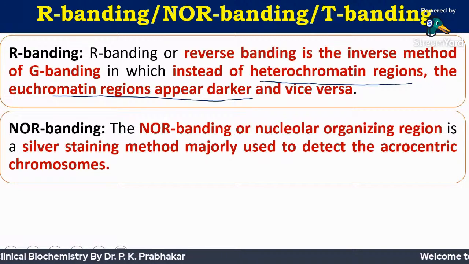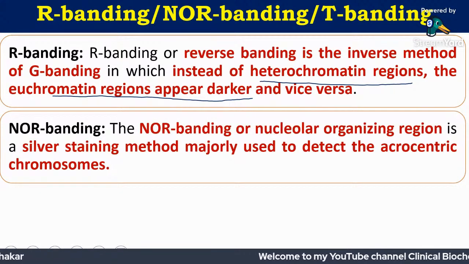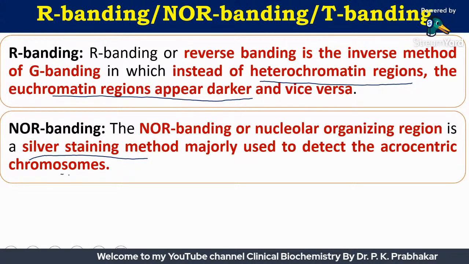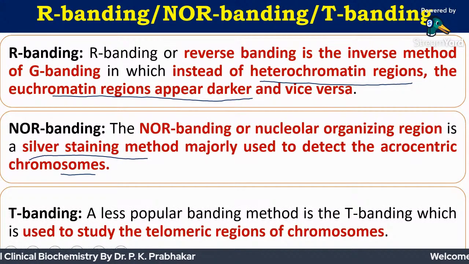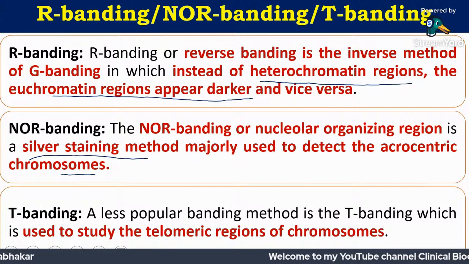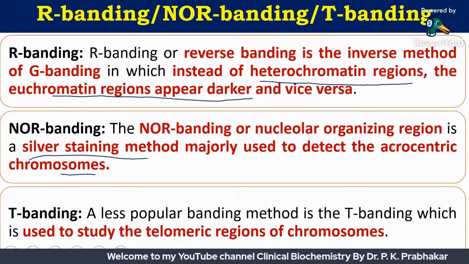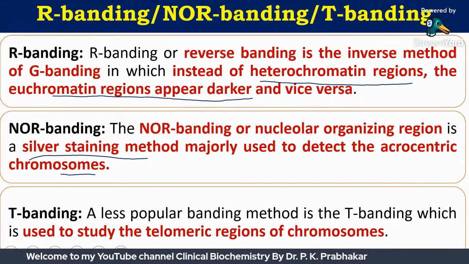Then we have NOR banding, for the nucleolar organizing regions. Here we use a silver staining method, majorly used to detect the acrocentric chromosomes. And then we have T banding, a less popular banding method, which is used to study the telomeric region of the chromosome. So these are the different banding patterns. The most commonly used for visualizing chromosomes is G banding, that is Giemsa banding.